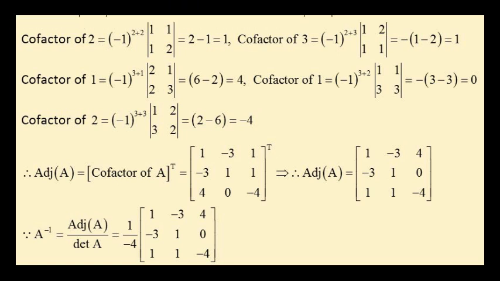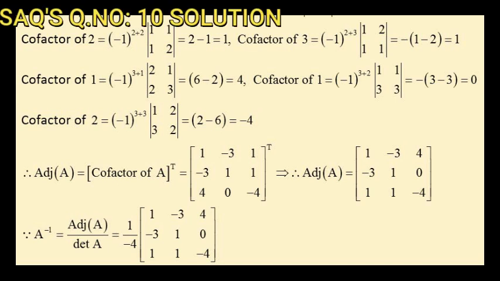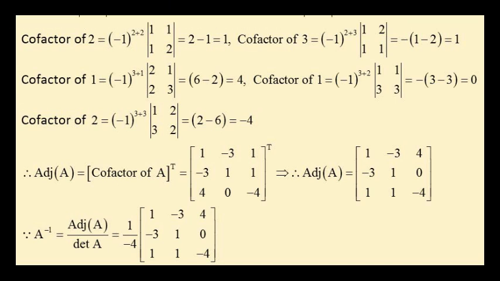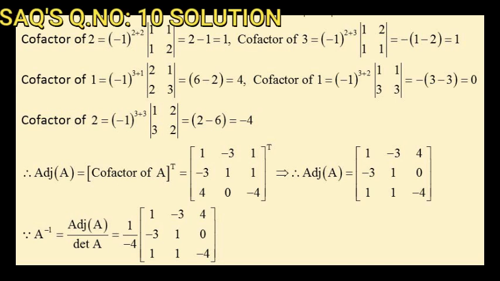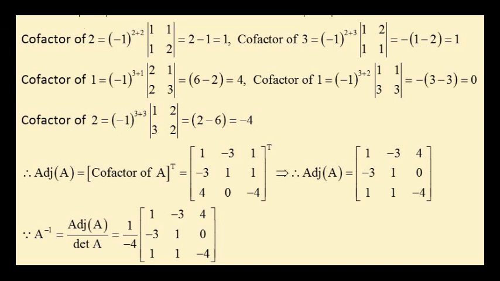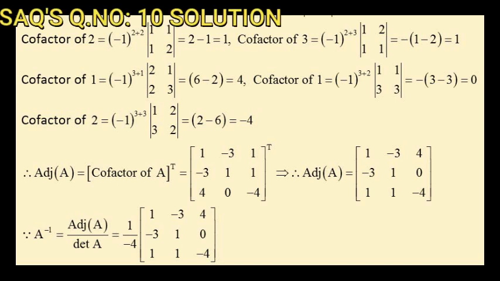Adjoint A is equal to the transpose of the cofactor matrix. Transpose means interchanging the rows into columns or columns into rows. We get adjoint A as 1, minus 3, 4, minus 3, 1, 0, 1, 1, minus 4. Okay. Therefore, A inverse is equal to adjoint A by det A. That is equal to 1 by minus 4 into 1, minus 3, 4, minus 3, 1, 0, 1, 1, minus 4.